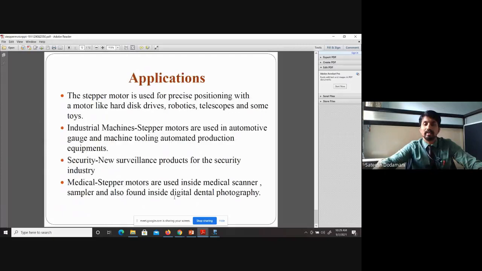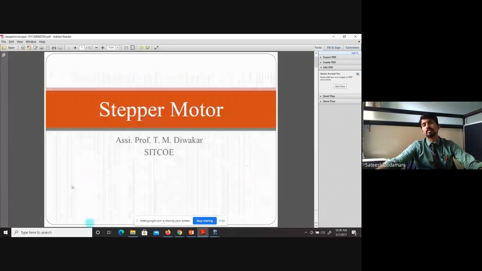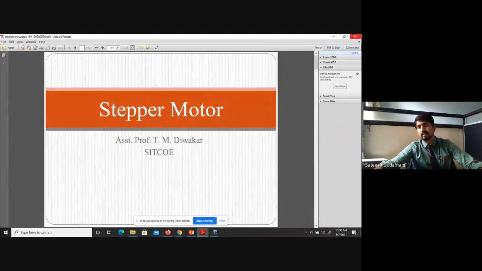What are the applications? The stepper motor is used for precise positioning in things like hard disk drives, robotics, telescopes, and some toys. Just now I explained already. In industrial machines, stepper motors are used in automatic gauges, machine tooling, and automated production equipment. Security surveillance also you can use, and medical also it can be used. This is about the stepper motor.